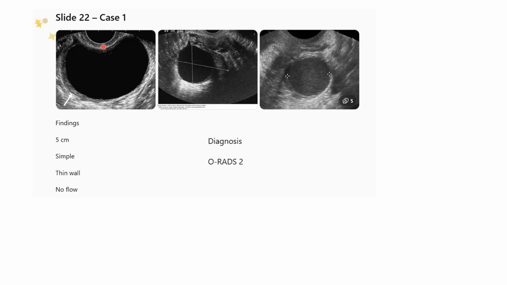So now, let's do case 1. Findings. You can see these are the findings on the cyst there. Findings: 5 centimeter simple cyst, thin walls, no flow. So the diagnosis is O-RADS class 2.